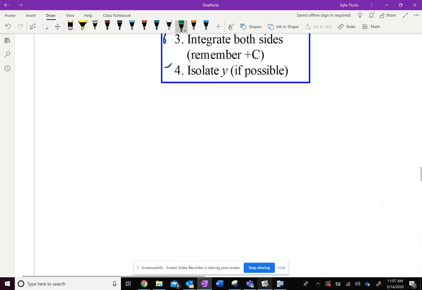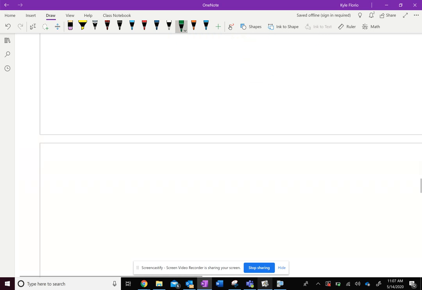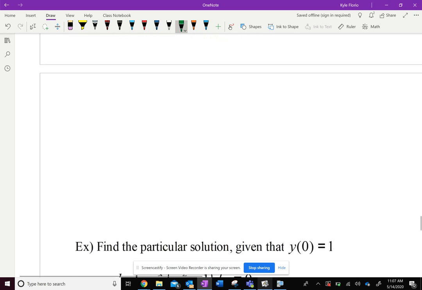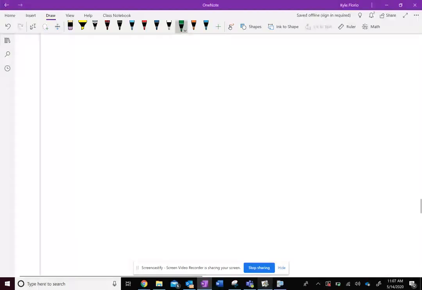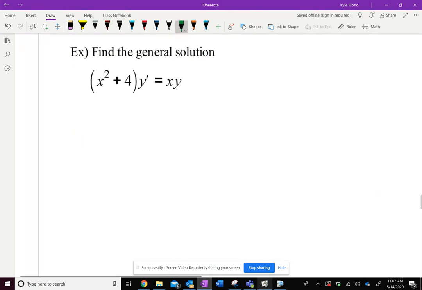All right, so this last step here said if possible. This next example, I believe it's going to be impossible, or is it the one after? That's the one where it's impossible. So this one will still be possible, I think. All right, so get rid of some algebra.